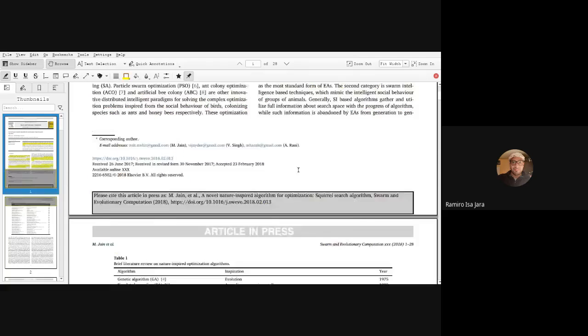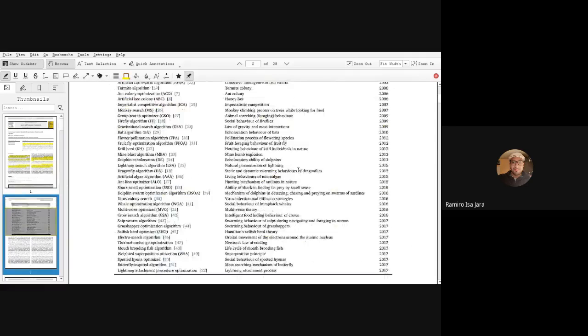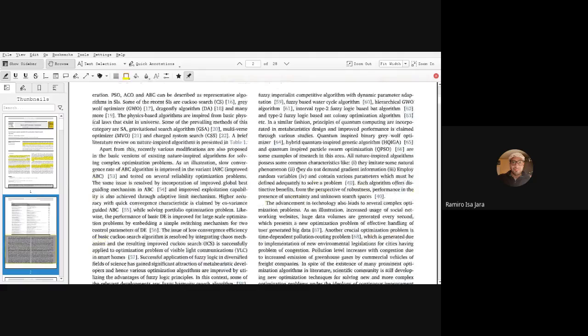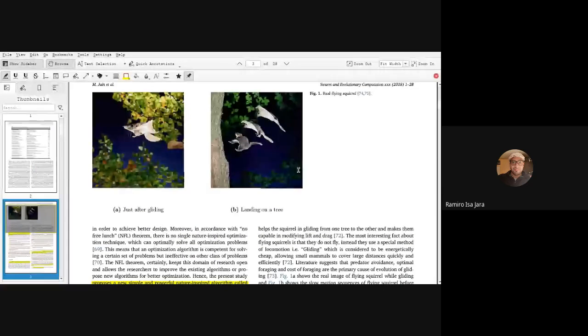In this table, many known algorithms based on this approach are presented, and in this case, the squirrel behavior is the way to model mathematically in order to describe the algorithm.